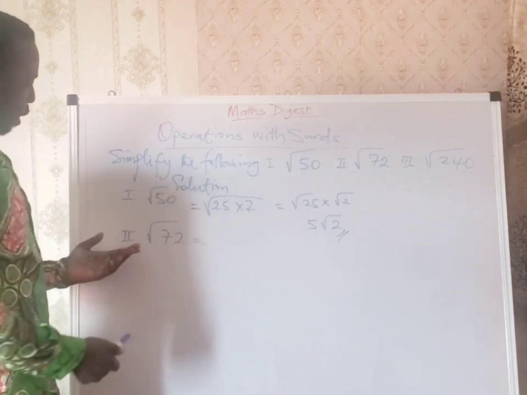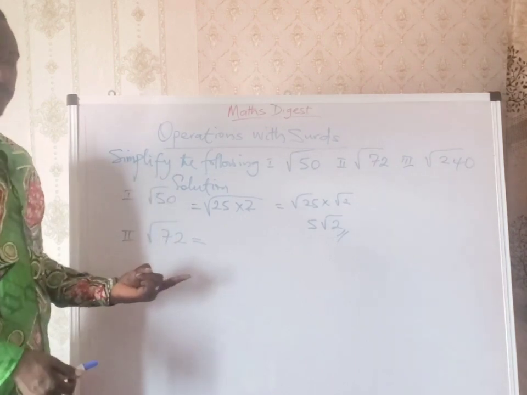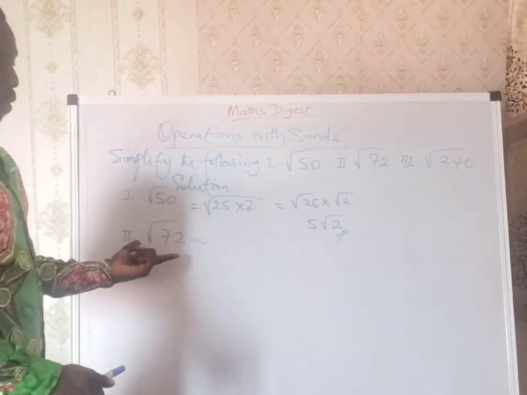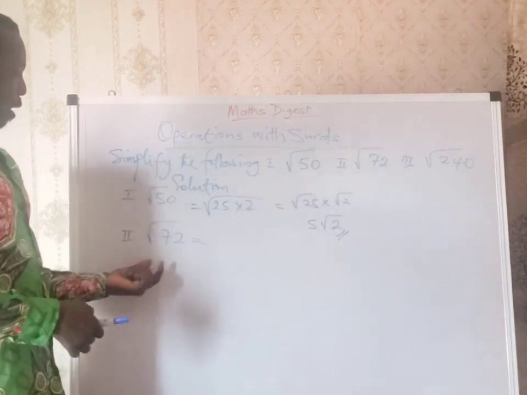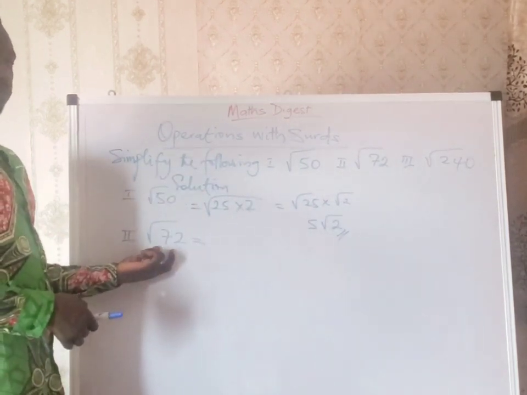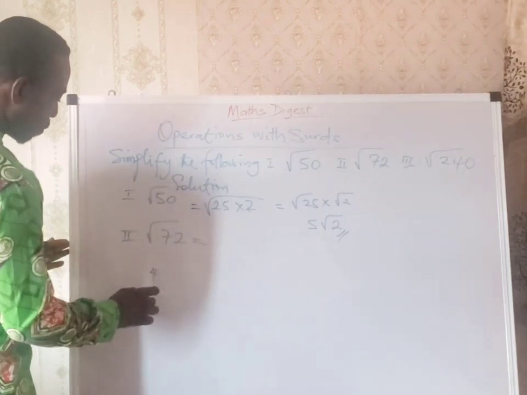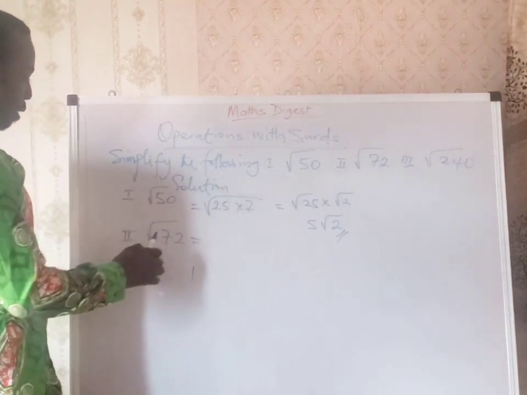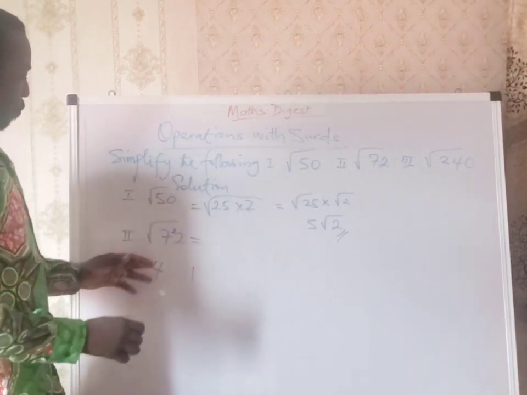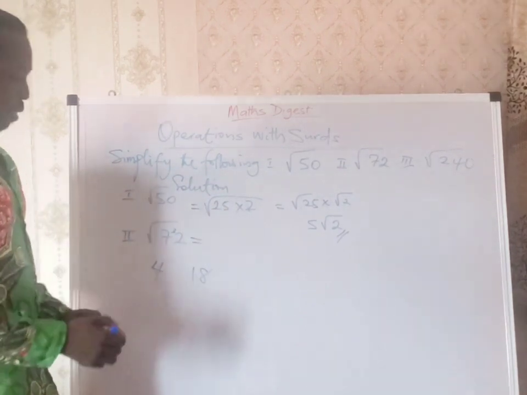Now I will look at 2. 2 can go in here, but 2 is not a perfect square. I may go for the nearest perfect square, we have 4. 4 can divide this. 4 into 7 is 1, remainder 3. This 3 we have it here. 4 into 32 will give you 8. With this you have 18.